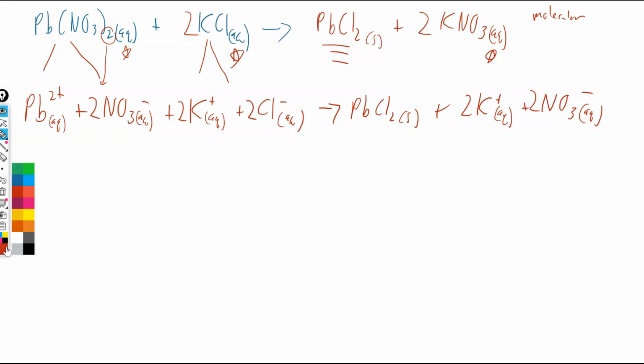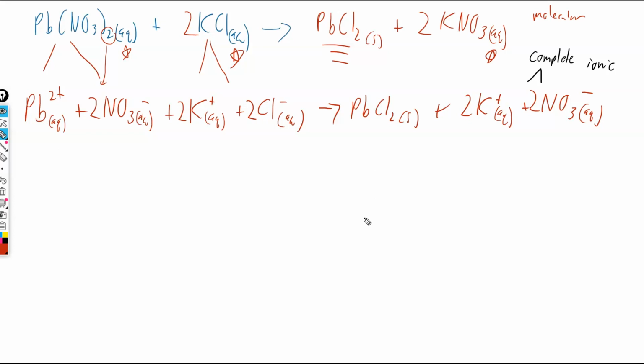So here now, when you have all these things broken up into their ions, this is what's called a complete ionic equation. So this equation right here is your complete ionic equation when they're all broken up into their ions, showing how they actually behave in solution. But this isn't the final equation.